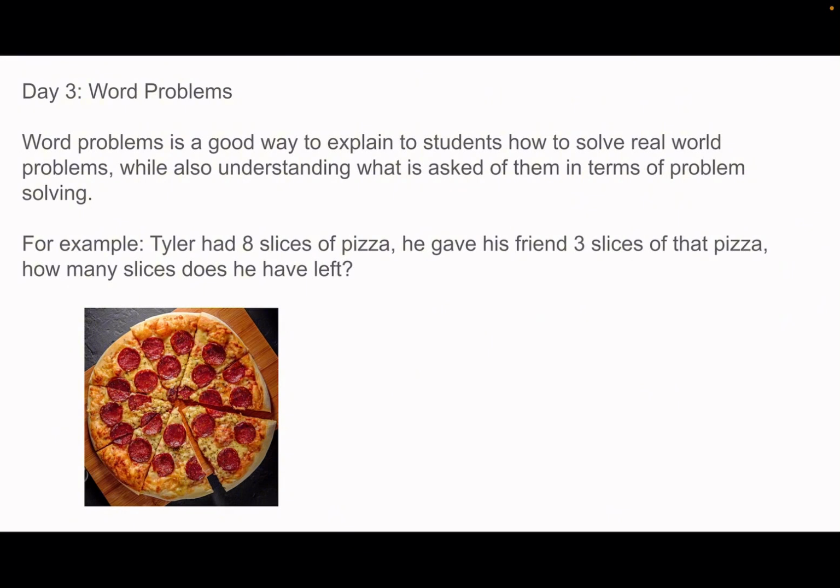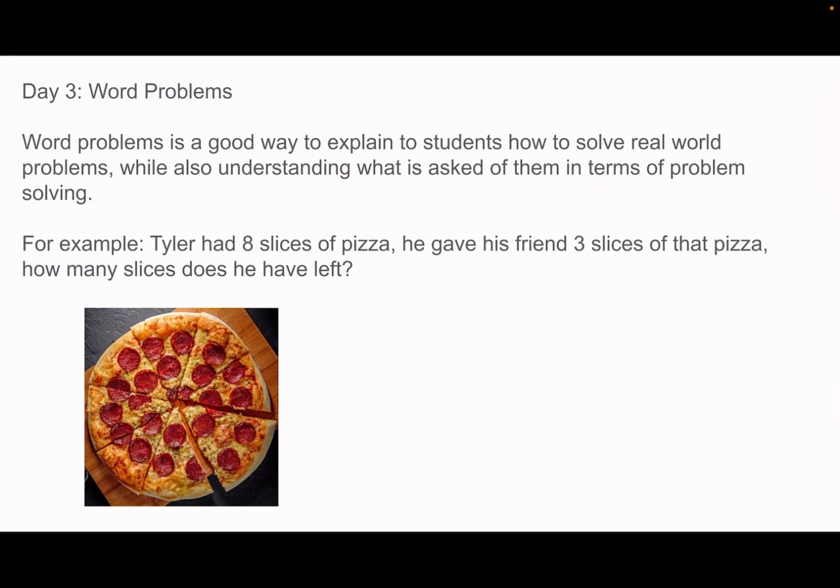So, for day 3 of our lesson plan, we will be focusing on word problems. Word problems are a good way to explain to students how to solve real world problems, while also understanding what is asked of them in terms of problem solving. In our day-to-day lives, we always need to subtract, and word problems will help them think about why there's a need for subtraction, and that corresponds with also being able to identify when subtraction is needed.